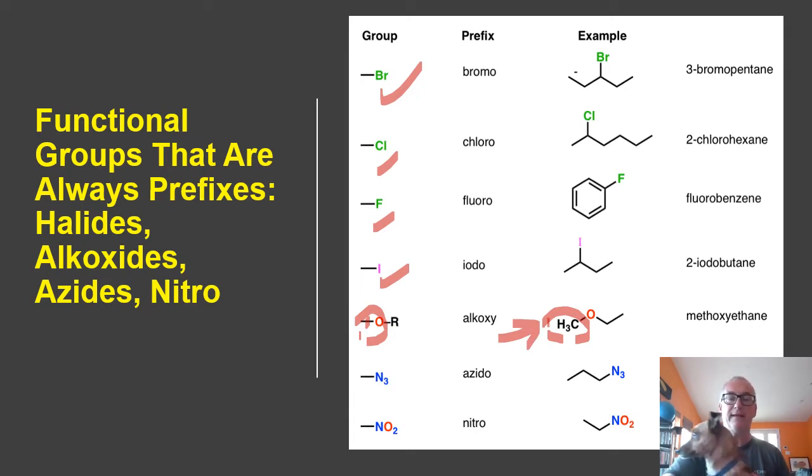And then finally, nitro at the bottom. So we haven't really dealt with nitros very much, but TNT, as you probably know, is trinitrotoluene. So that may show up on a test at some point.